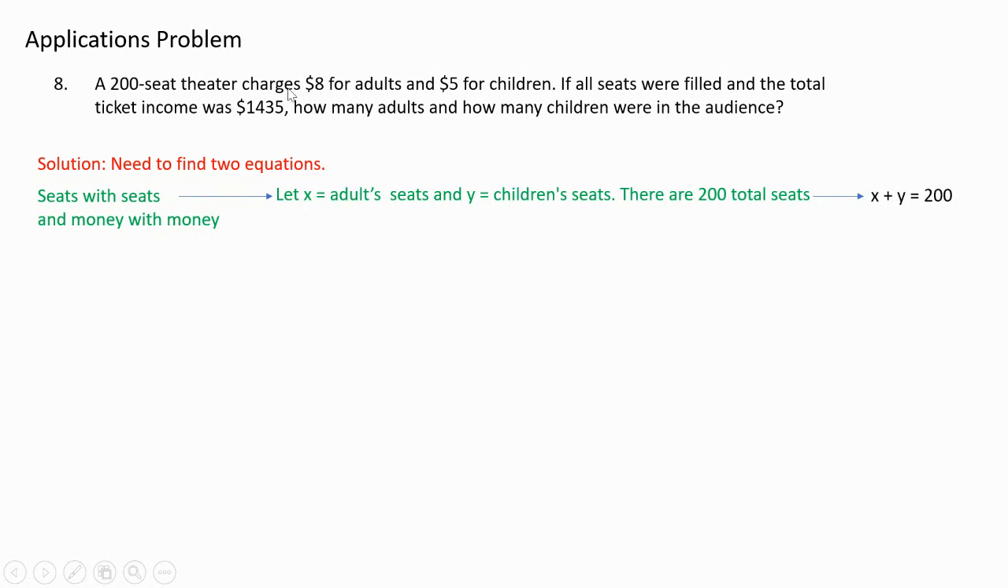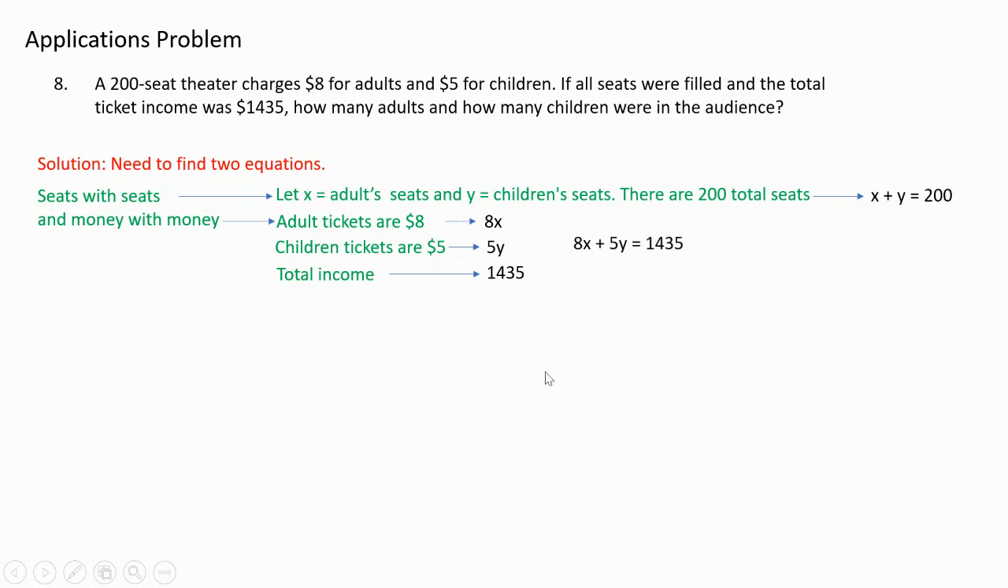Now here comes money with money. Adults was $8, right? So this is going to be 8x. Because adult tickets are $8, and adults is represented by x, so it's going to be 8x. Children tickets are $5, right? So we said that y was children, so this is going to be 5y. And the total income was 1,435, right? So 8x plus 5y equals 1,435. That's what I mean with money. And that's my equation. So this is equation number 1, equation number 2.